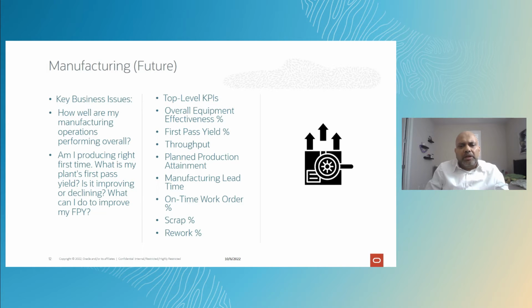Now, some of the top level KPIs we are targeting are overall equipment effectiveness percentage, first pass yield percentage, what is the throughput of my plant, production attainment, and scrap percentage, rework percentage, and so on and so forth. Again, this is just a sample set which we are targeting for the initial release, and these are critical KPIs and best practice KPIs that we have identified.